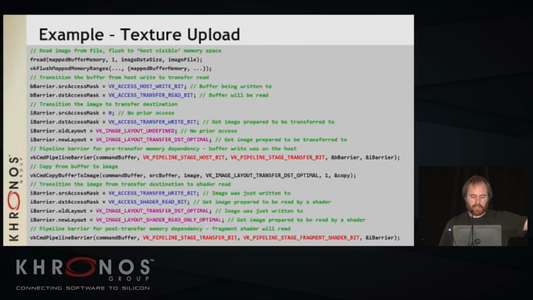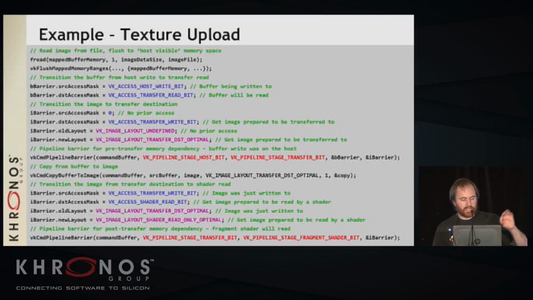So you read that linear image data into a buffer, and I'm just using fread here, fairly straightforward, and then it's being flushed, as I said before, with the flush command, which will take it from the host to the host visible memory space. After it's there, we now need to set up some sort of pipeline barrier, some synchronization primitive, in order to get it into a place we want it to be, which is namely the GPU.